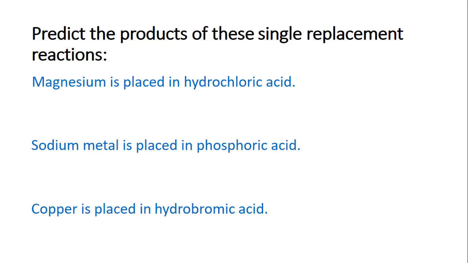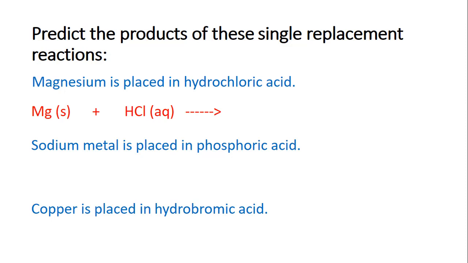On this next page, I've given you 3 single replacement reactions that involve acids. I've also written them as word equations to give you a little bit of practice taking the word equations and creating formula equations. Our first example involves magnesium being placed in hydrochloric acid. Our reactants, we would write Mg and HCl.